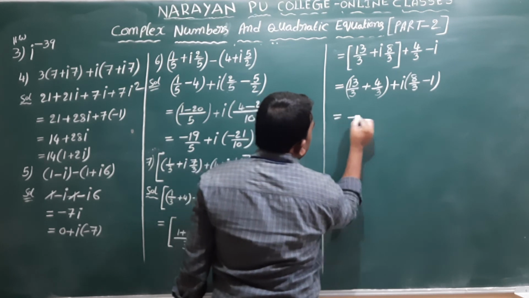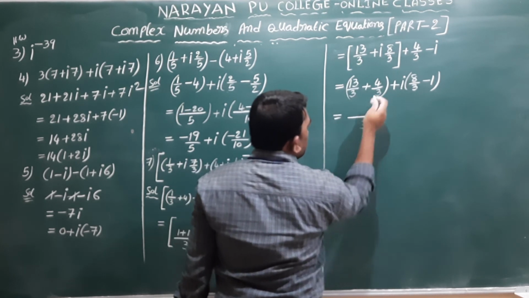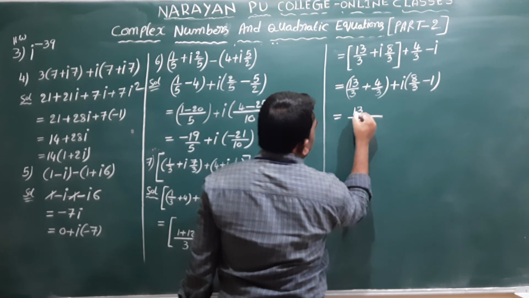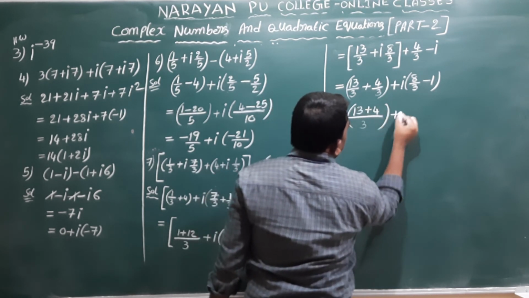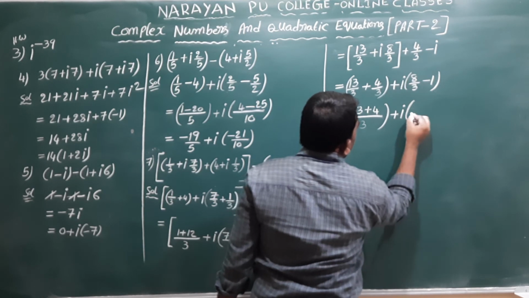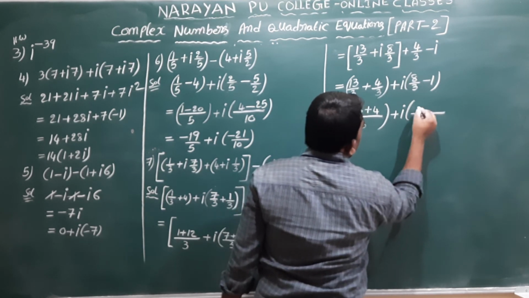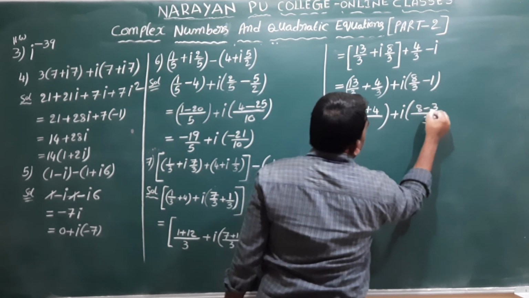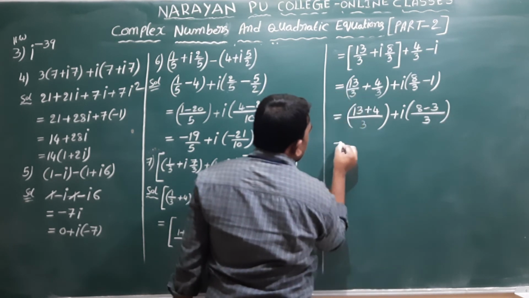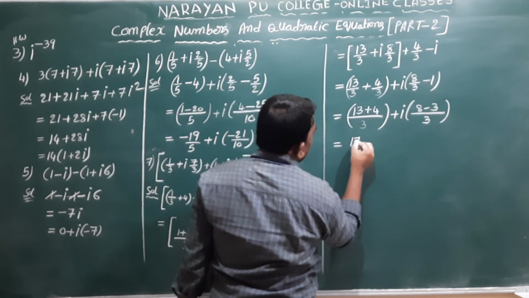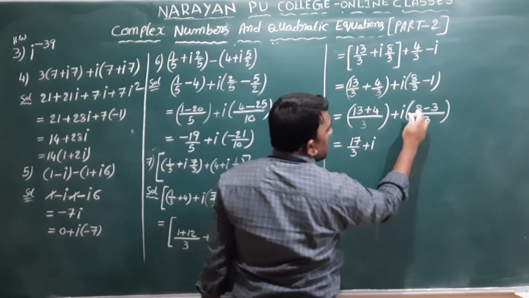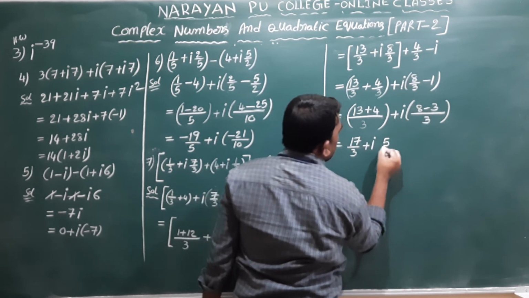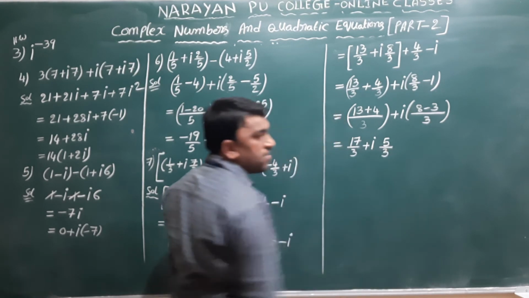Here the LCM is 3. Both will be 3 only, directly you can add it. 3 plus 4 plus i into, 3 is the LCM, 8 minus 3, 1 is 3. So 13 plus 4, 17 by 3, plus i into 8 minus 3, 5 by 3.